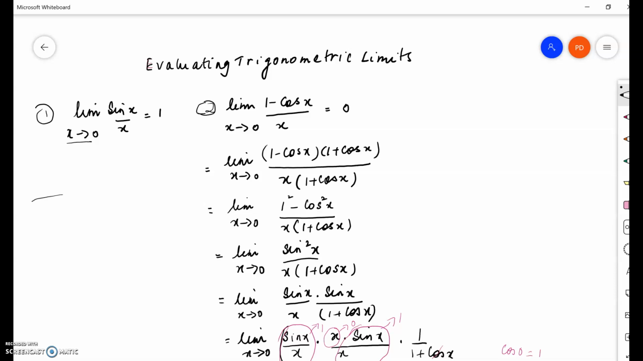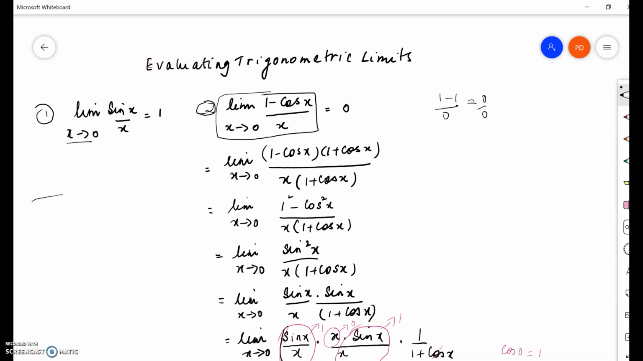So suppose we are trying to find the limit of 1 minus cosine of x over x as x approaches 0. Obviously, when you make a substitution, you get 1 minus 1 over 0, which is really 0 over 0. That tells us that we can try some techniques to find the limit. And one technique that we could use is multiply and divide with 1 plus cosine of x.